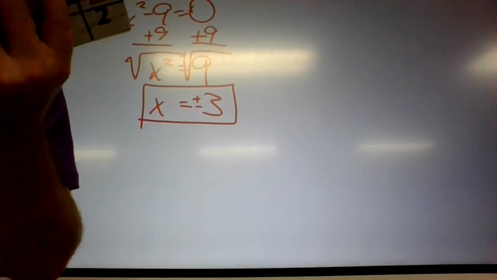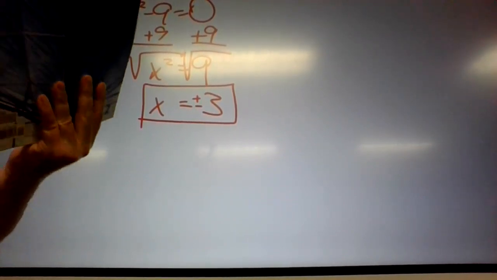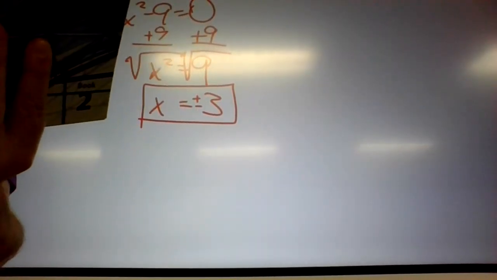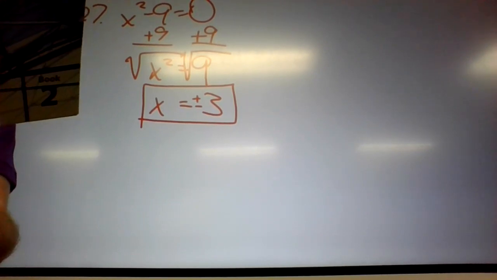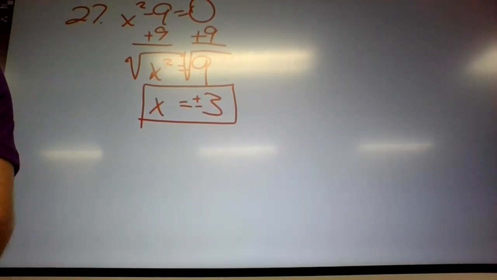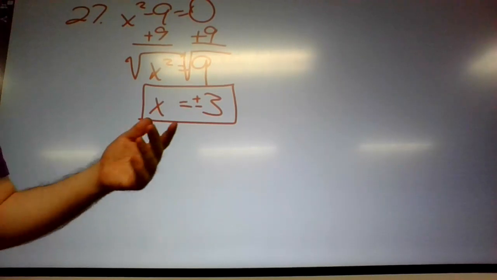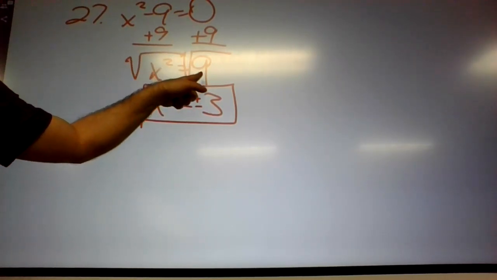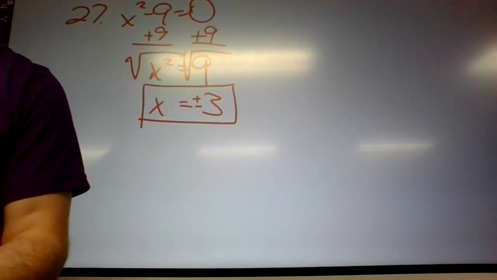On number 26, would you subtract the 16 to make it look like that? Or would you just... Well, it's already on the right. It's like this, x squared equals 9, so you could just square root it. Yep.